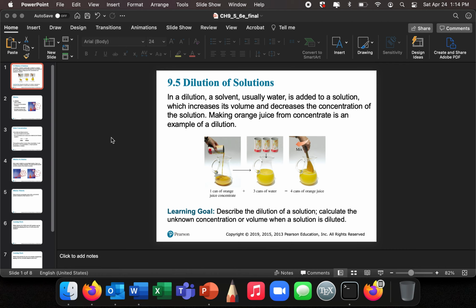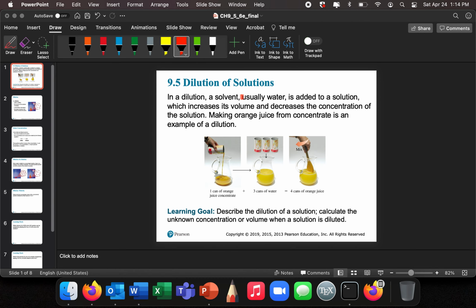Okay, so we've talked about concentrations, and we've talked about how to calculate concentrations, what they mean. Now we're going to do something that's a natural jumping off point from that, and that is we're going to talk about dilutions of solutions. So in a dilution, a solvent, usually water, is added to the solution, which increases its volume and decreases the concentration of the solution.